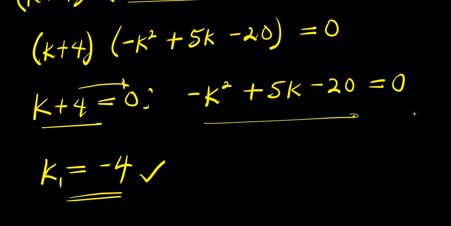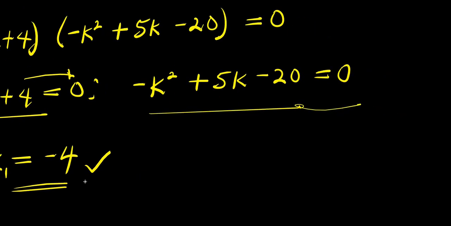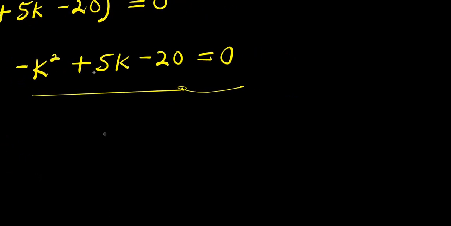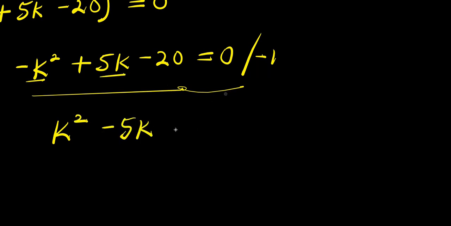Now for this, let's rearrange this, or let's ensure that this coefficient here is positive. So I'm going to divide each of these by negative 1. So we'll have negative k squared divided by negative 1. This is k squared. This divided by negative 1. This is minus 5k. This divided by negative 1.